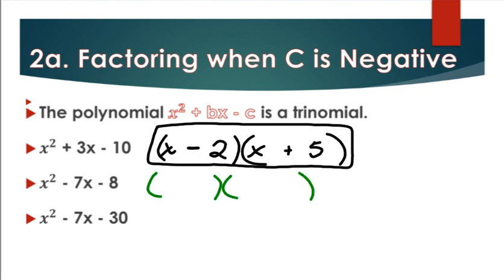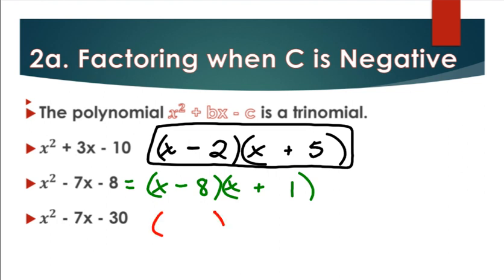Next one, put our x's down. Since we got a negative, we need a negative and a positive in order to get a negative c. But now I have a minus sign in the middle term. So that means the bigger number has to be negative. So what do I multiply to get negative 8? I can do 4 and 2, but if you add those together, that is not going to be negative 7. I can do 8 and a positive 1, because negative 8 times 1 is a negative 8. And a negative 8 plus 1 gives me a negative 7. So this would be my answer.